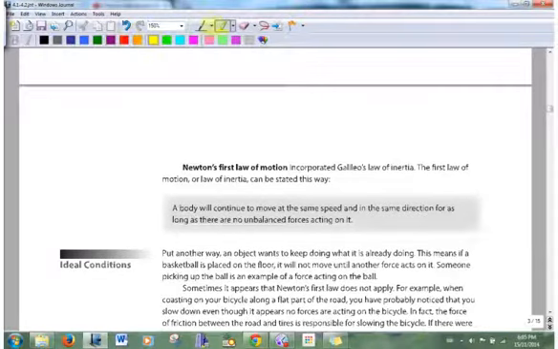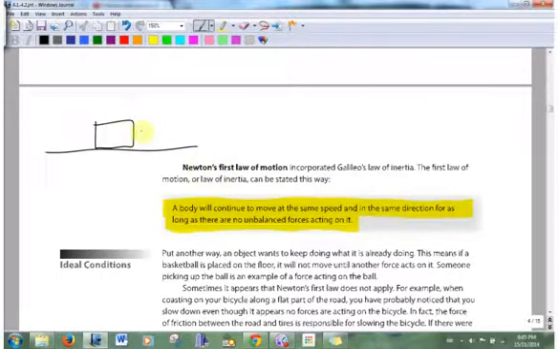This is one way to word it. A body will continue to move at the same speed and in the same direction for as long as there is no unbalanced force acting on it. We did some problems previously where we had a crate moving along the ground where the applied force was the same as the friction force. If these things are equal, it can move at some speed v, but it's not accelerating and it's not decelerating. It's just moving at a constant speed.